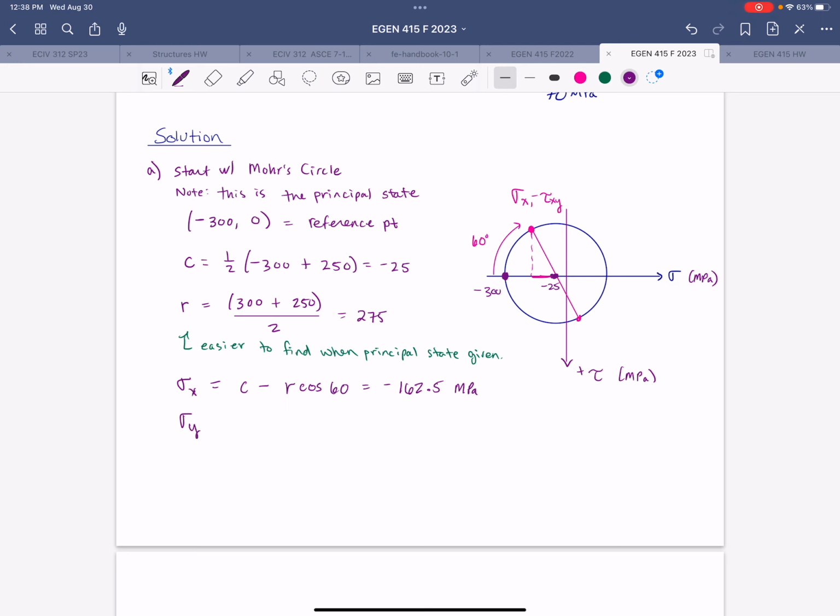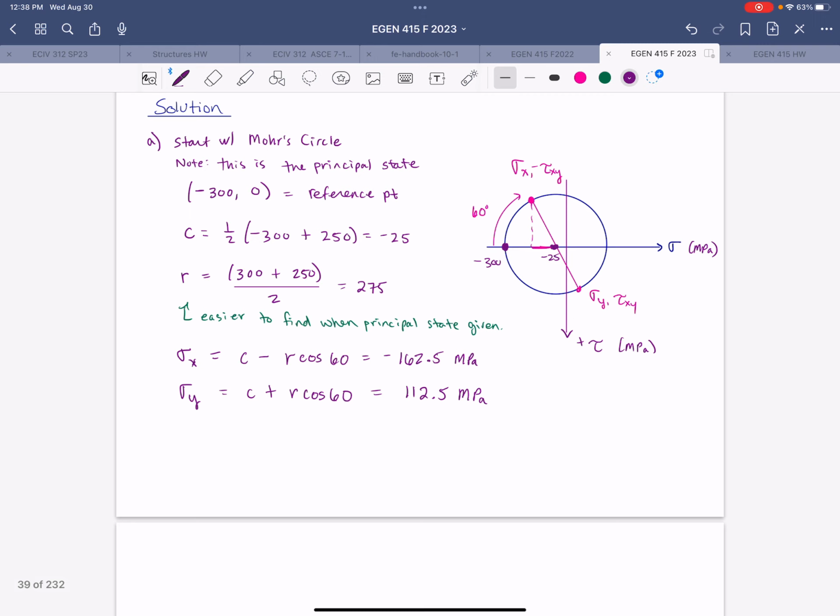And then for sigma y, we're using this point down here. So that'll just be C plus r cosine 60, which gives us 112.5 megapascals. This is obviously not drawn to scale. And then the shear stress is going to be r sine 60, or 238 megapascals.